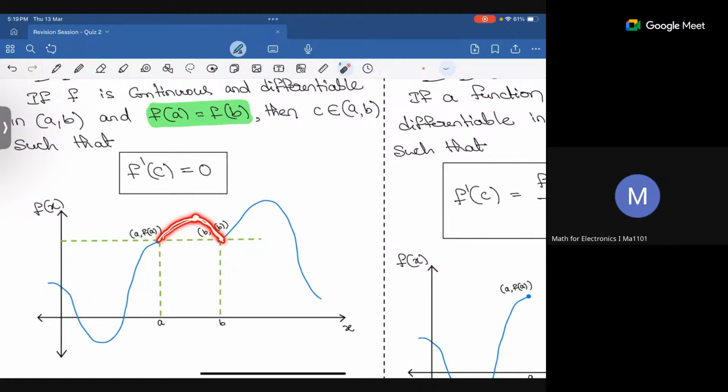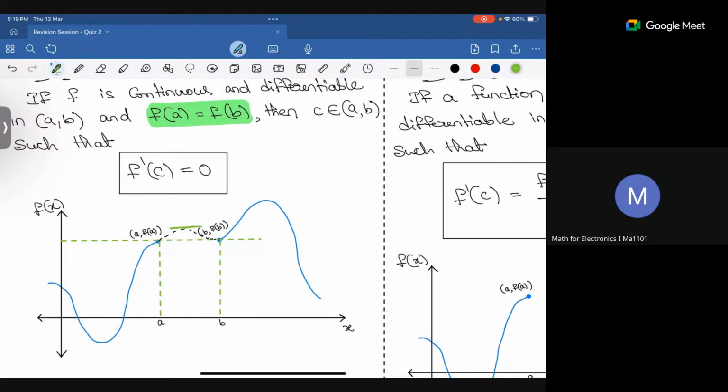So that means there should be a peak point. Or if it is going below f of A, then it has to come back to f of B again. So that means there should be a turning. If there is a turning, then at that point the slope will be 0. So that is what Rolle's theorem says. You consider any smooth connection, there will always exist a point such that the slope at that particular point is 0.